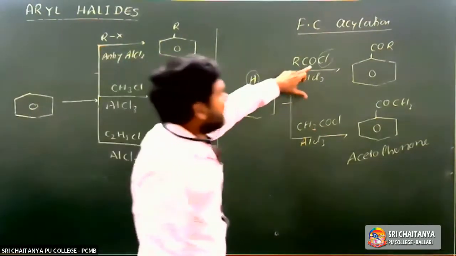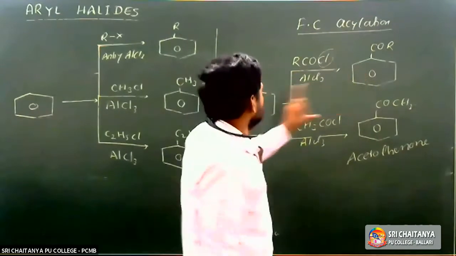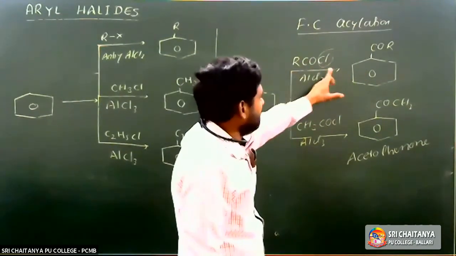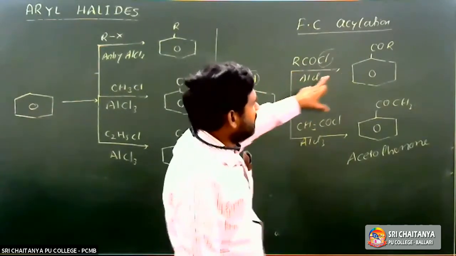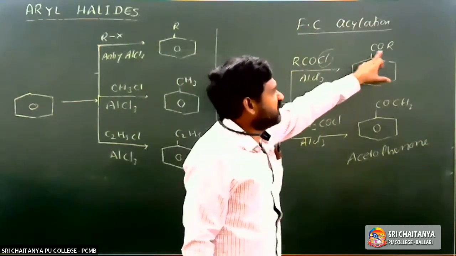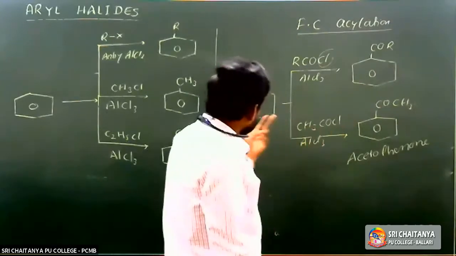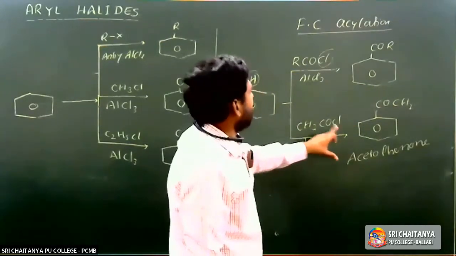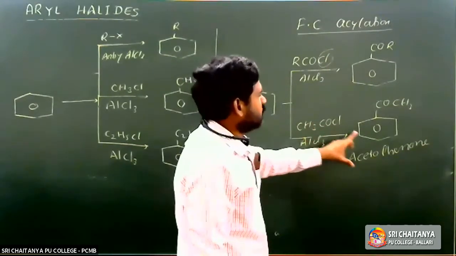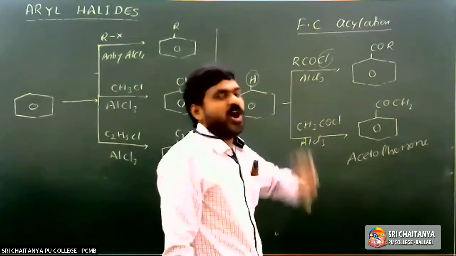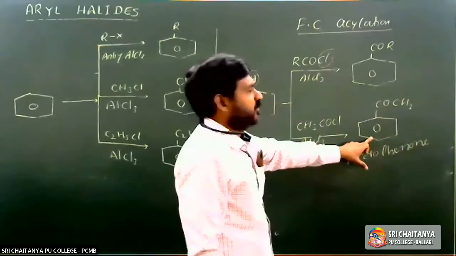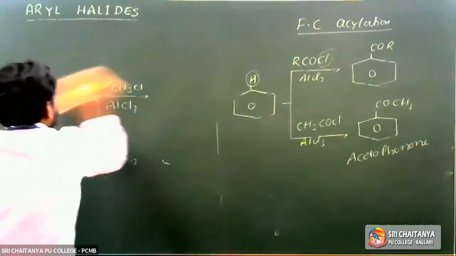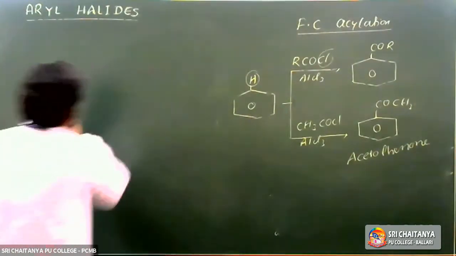Acylation means an acyl group is substituted on benzene. Benzene reacts with an acid chloride, general formula RCOCl, in the presence of AlCl3, and C6H5COR is formed. For example, benzene reacts with acetyl chloride, CH3COCl, and acetophenone is formed. So the first is Friedel-Crafts alkylation, and the second is Friedel-Crafts acylation.